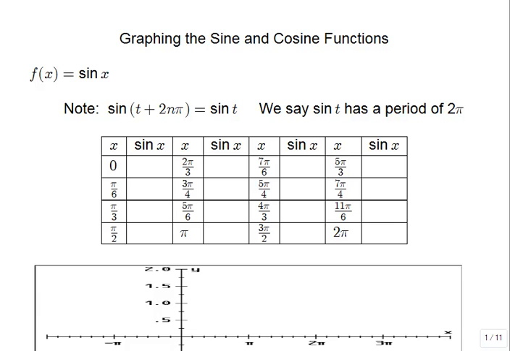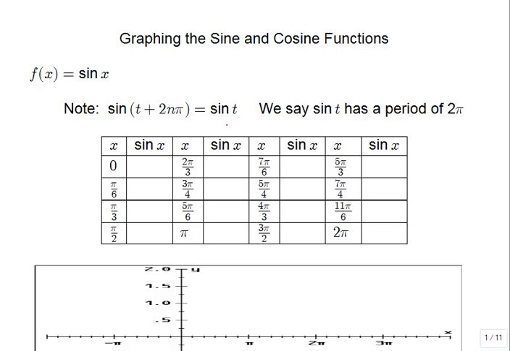First of all, remember that sine has a period of 2 pi, which means that the sine of any angle plus a multiple of 2 pi will always give you back the same sine value. And we write that as sine of t plus 2n pi will give you back sine of t.